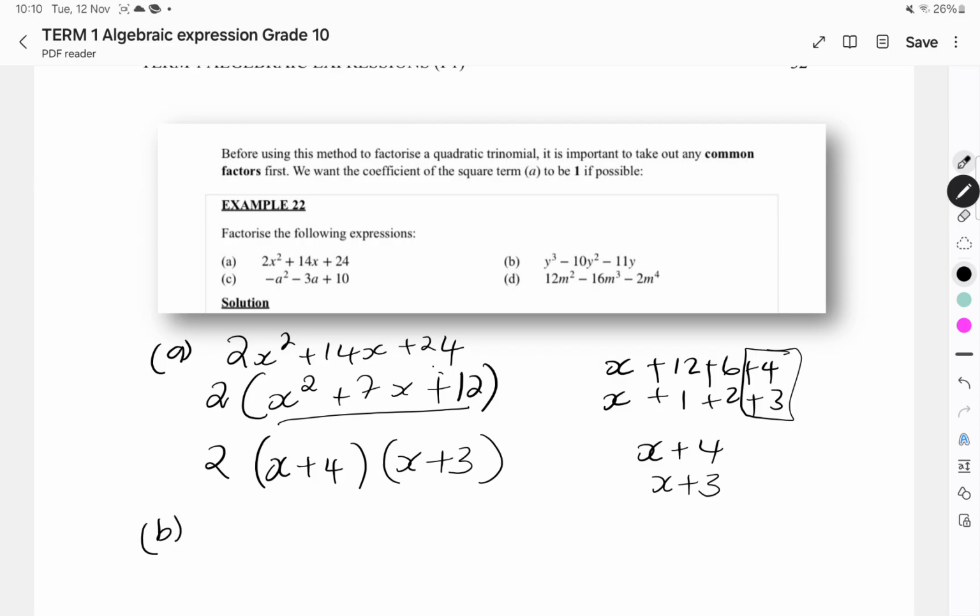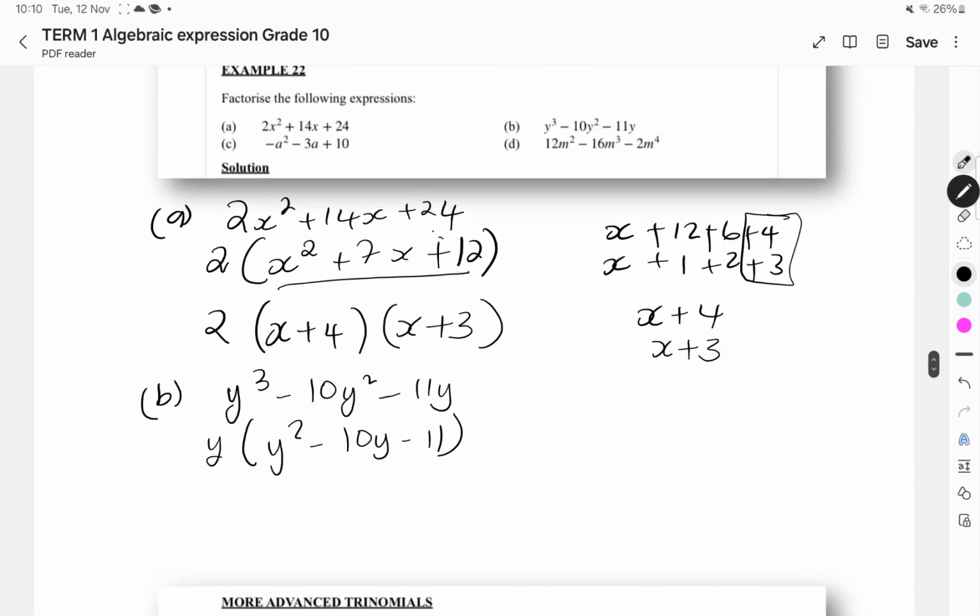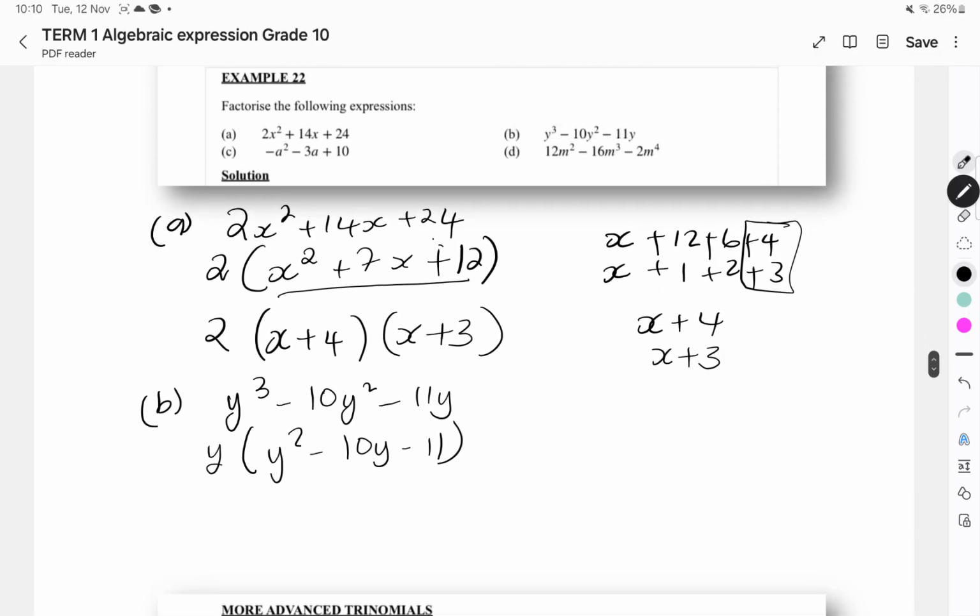Number B, you have y cubed minus 10y squared minus 11y. I have a common factor y here. Take it out. I have y squared minus 10y minus 11. All right. Now I need factors of y squared. It's y and y. Factors of 11 are 11 and 1. Those are the only factors 11 has. The bigger number must take the sign of the middle. This will be minus plus. So that gives me minus 11 plus 1, which is minus 10. So the brackets are y minus 11 and y plus 1. Then you're good to go.